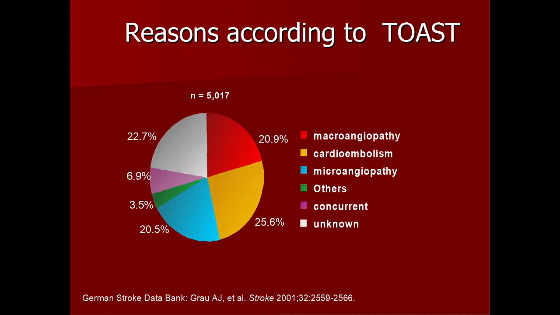Reasons according to these Toast criteria are macroangiopathy, cardioembolism up to 25%, microangiopathy 20%, other pathologies of vessels, concurrent diseases up to 7%, and unknown etiology 23%.